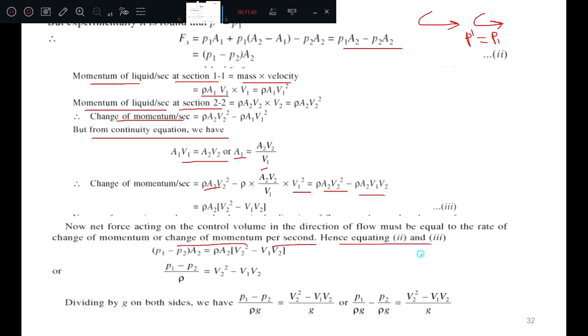Hence from equations 2 and 3, (P1 minus P2) into A2 is equal to rho A2 (V2 square minus V1 into V2). Simplifying this, we get V2 square minus V1 V2. Dividing by g on both sides, we have (P1 minus P2) divided by rho g equals (V2 square minus V1 into V2) divided by g, or P1 by rho g minus P2 by rho g is equal to (V2 square minus V1 V2) divided by g.